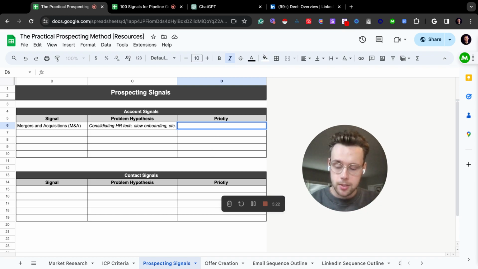And now the final step in this is you then take the highest priority signals and you create sequences that are based on the signal and the problem hypothesis, which makes creating emails extremely easy. You open by mentioning the signal. Hey, I saw you guys had a recent merger with so-and-so company. Usually that means you're consolidating HR tech and they're slow onboarding, etc. And that's, again, you're tying in your problem hypothesis in the second sentence. And then all you have to do is throw in a value proposition to explain how you solve that problem, and then throw in your call to action and test out all these different sequences that are based on one signal and one problem hypothesis.